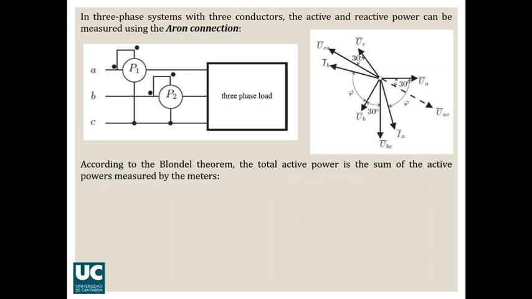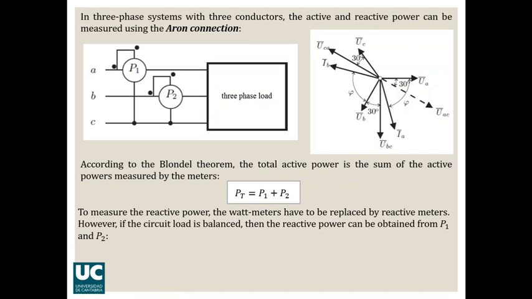According to the Blondel theorem, the total active power is the sum of the active powers measured by the 2 meters. So the total active power is P1 plus P2. If we want to measure the reactive power, then we will need to replace the wattmeters by reactive meters. But that is if our system is a general system in which the load is not balanced.